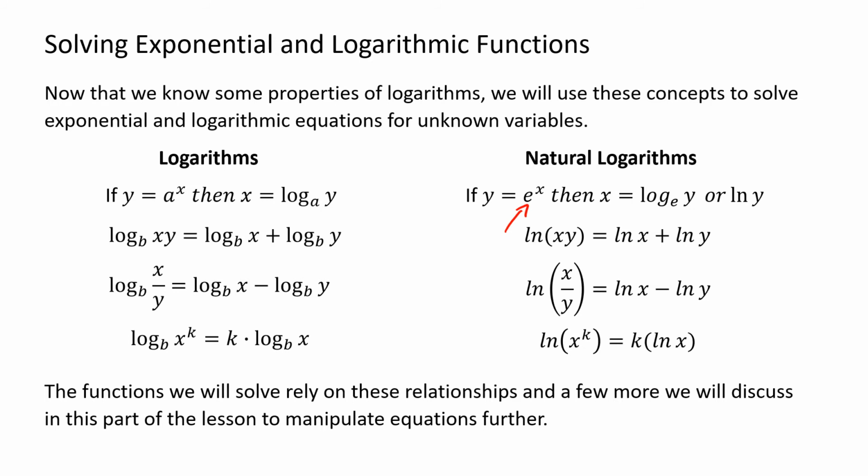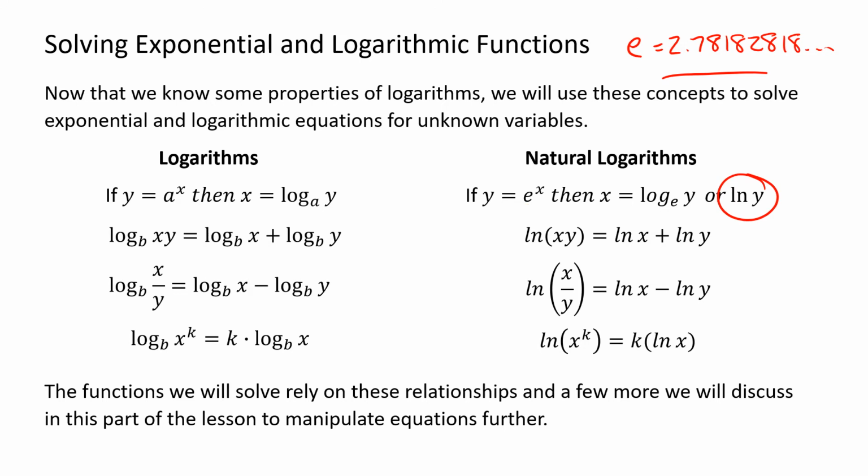This isn't just an algebraic value e that I've picked out of thin air. Remember, e is that irrational number 2.718281828, blah, blah, blah, all the way through. That is the number e. So if y is e to the exponent x, then solving for the exponent x, it's equal to the log to the base of e of y, or remember that ln button on your calculator, okay?